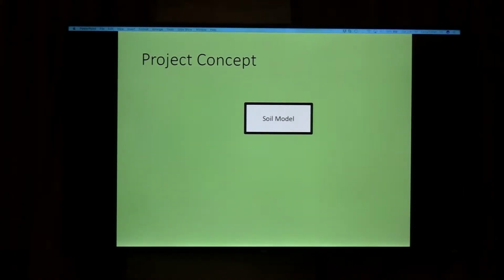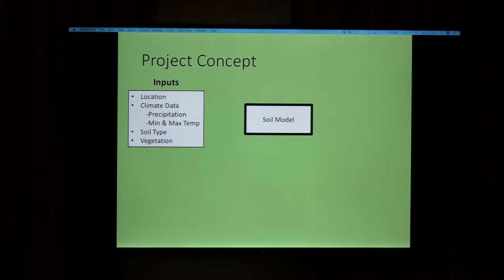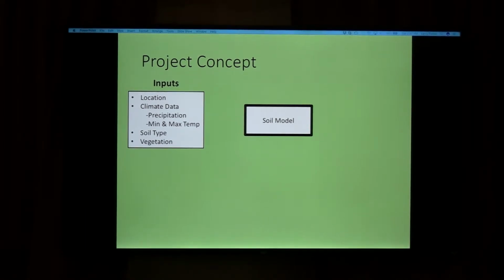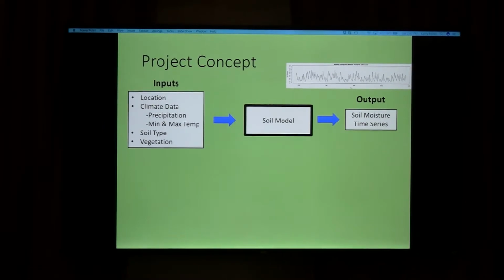So the concept of this project is that we have a soil model. We have some inputs that we need, like location, climate data. Right now we're using data from around Empire Ranch. Some soil information and some vegetation data. We then put that data into our model, and then out of that, we get a time series of soil moisture, just like you could have a time series of precipitation or temperature.